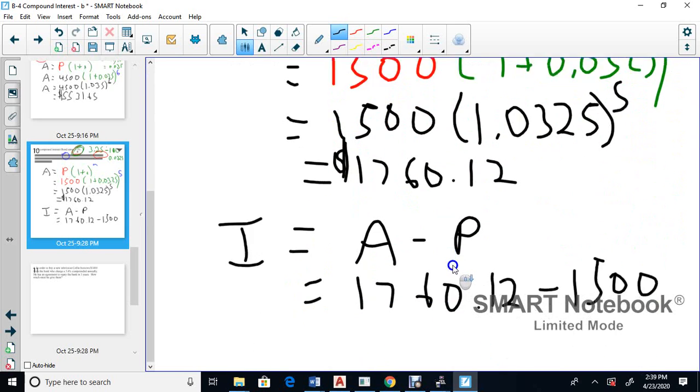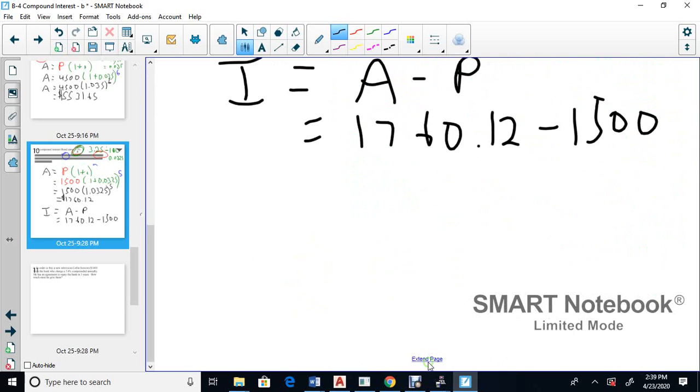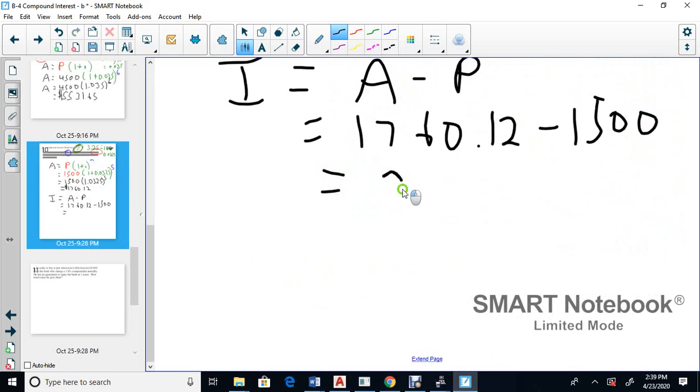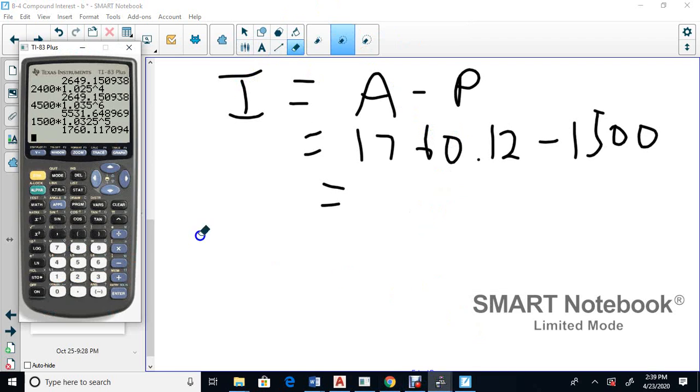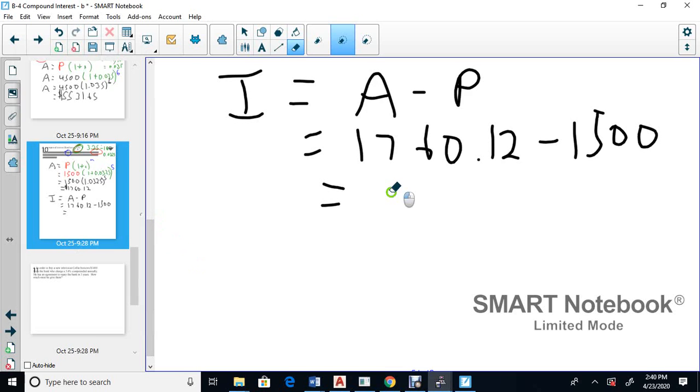Okay, so in interest, we earn, so do extra calculation here. I better use my calculator so my math is not off here. Okay, so we got 1760.12 subtract 1500, $260.12. Okay, then we need a sentence.